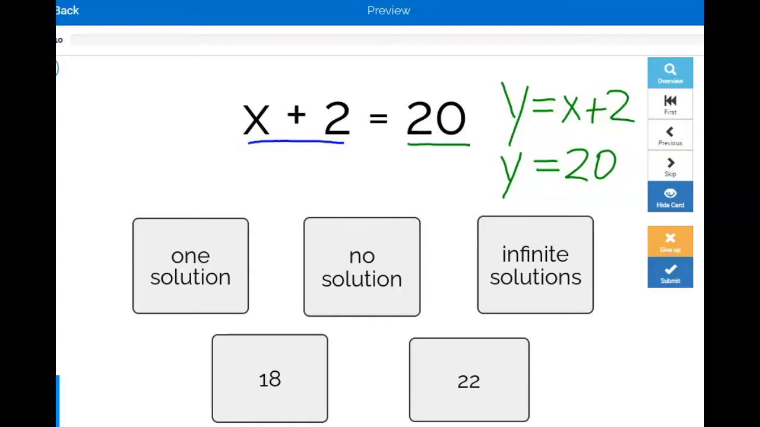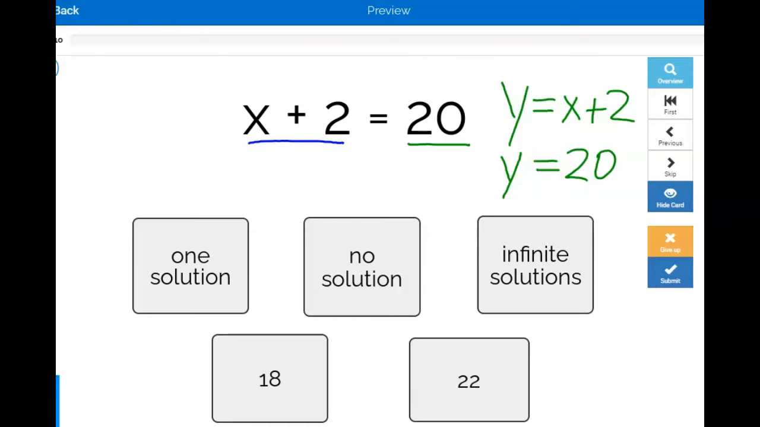So I would have a system, two lines on a graph, and the question is, do these two lines meet at one point? Do they never meet? Or are they really the same line? That's what I'm asking when I consider one solution, no solution, or infinite solutions to a system.